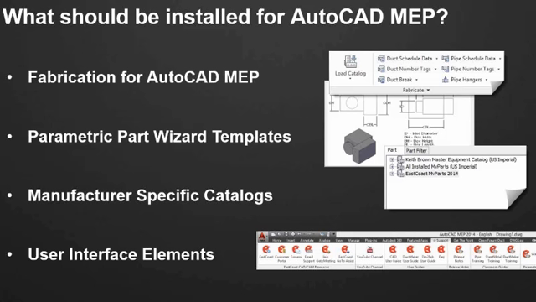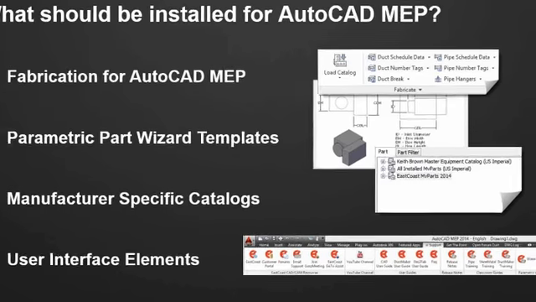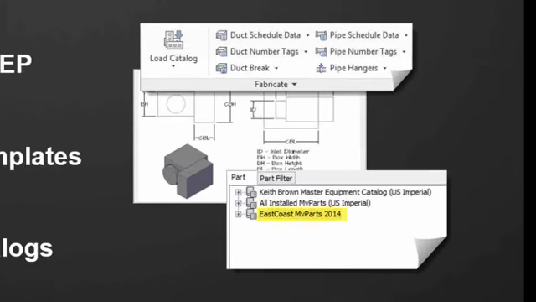The third thing is our manufacturer-specific catalogs. You can access these by just typing MVPART at the command line, and it'll bring up the add equipment dialog. And you should see, if you look at the picture here, the third picture down, a catalog that says EastCoast MVPARTS 2014. That'll be the first catalog that you'll see.